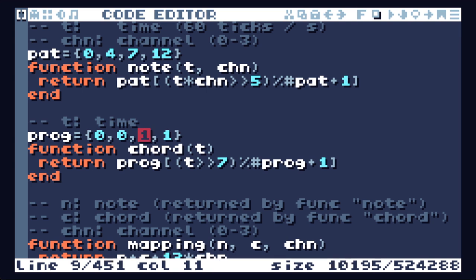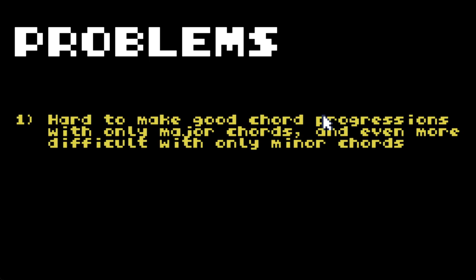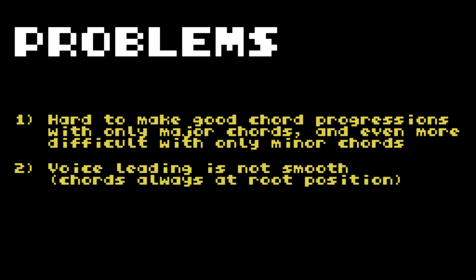Okay, so we can do some kinds of chord progressions with this system, but there are two problems now. The first problem is that it's very hard to make a good chord progression with only major chords, and even more difficult with only minor chords. So we would like to at least throw in an occasional minor chord, even if we are mostly doing major chords. The second problem is that the voice leading is not very smooth. If we are playing chords, we are always playing them in root position. We'll first deal with problem number one, and then later on we'll deal with problem number two.